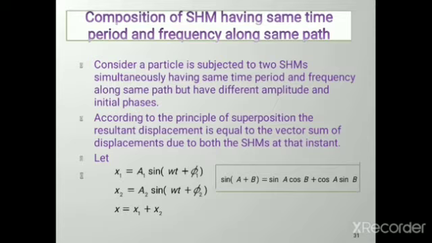According to the principle of superposition, the resultant displacement is equal to the vector sum of displacements due to both SHM at that instant. Let us write down the equation for both the SHM. For the first SHM, the equation of motion will be x1 is equal to a1 sin(omega t plus phi 1). As they are starting their motion from the mean position, it is a sine function. And x2 is equal to a2 sin(omega t plus phi 2). Here phi 1 and phi 2 are phases and a1 and a2 are amplitudes.